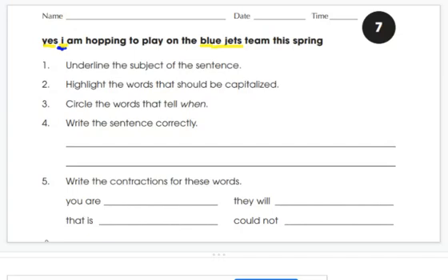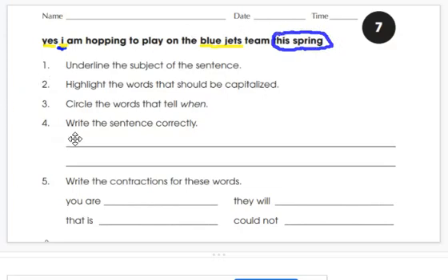All right, number 3. Circle the words that tell when. Well, when am I hoping to play on the Blue Jets? When is it? Well, this spring. Make sure it's not just spring, because this also tells you it's not next spring, it's not last spring, but it's this spring. So circle this spring.